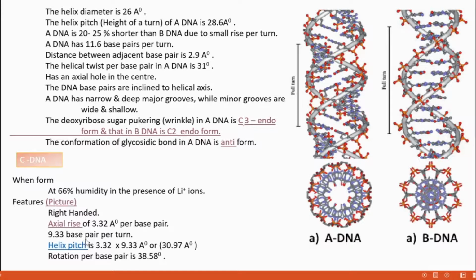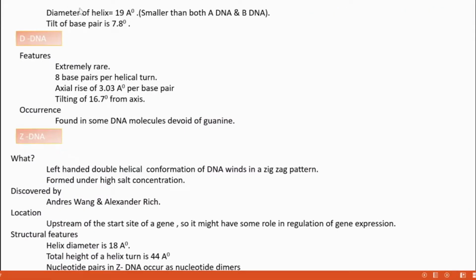And base pairs per turn. In one turn, how many base pairs are present? 9.33 base pairs. And what about helix pitch? Helix pitch means the height of one turn. It is 30.97 Angstrom. Then rotation per base pair. What is the twist of one base pair with regard to the next one? It is 38.58 degrees. The diameter of the helix is 90 Angstrom. And the tilt of the base pair with regard to the helix axis is 7.8 degrees. And this C-DNA is smaller than both A-DNA and B-DNA.